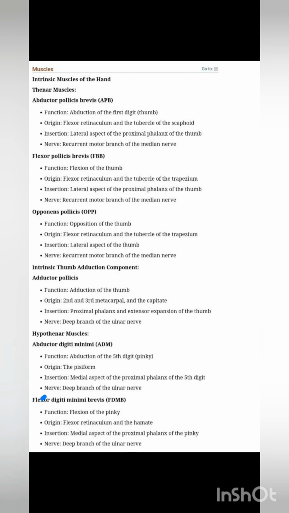Second muscle, flexor digiti minimi brevis. Function: flexion of the pinky. Origin: flexor retinaculum and the hamate. Insertion: medial aspect of the proximal phalanx of the pinky. Nerve: deep branch of the ulnar nerve.